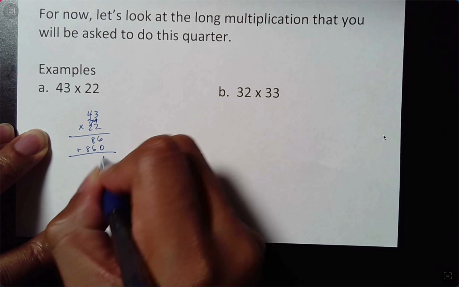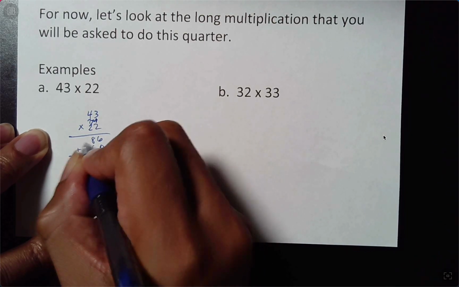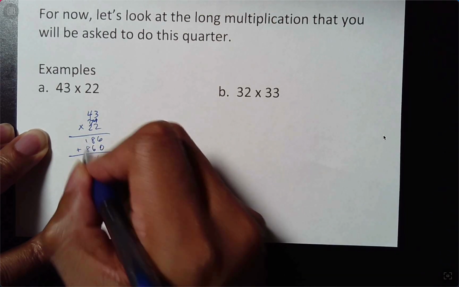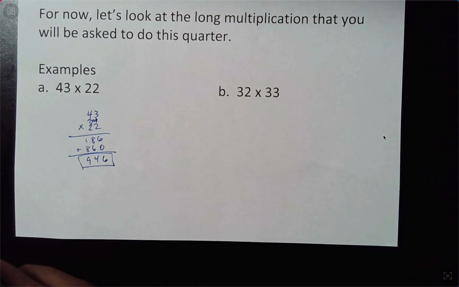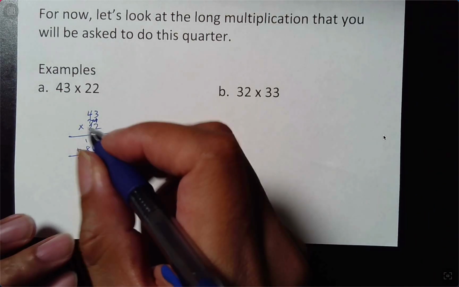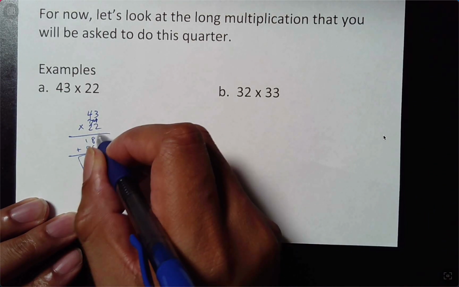6 plus 0 is 6, 8 plus 6 is 14. Again, feel free to use your fingers on that. 8 plus 1 is 9, which means your answer should be 946. And that's all it is. Now on the Math XL, you are going to have to put these numbers in there as well.